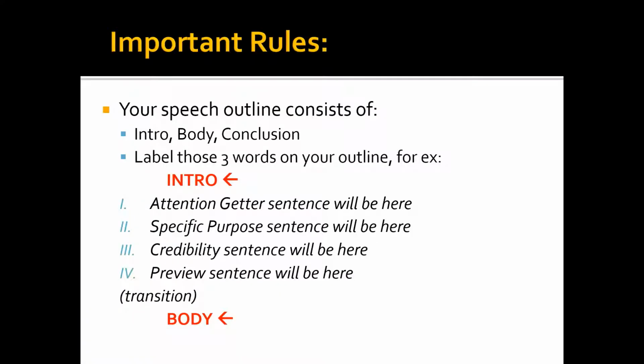When you have an outline, what we use in COM 1545 is called an extemporaneous outline. With this outline, you have an intro, a body, and a conclusion. You will label those three words on your outline. For example, you have the word intro. For the intro, you have 4 Roman numerals.